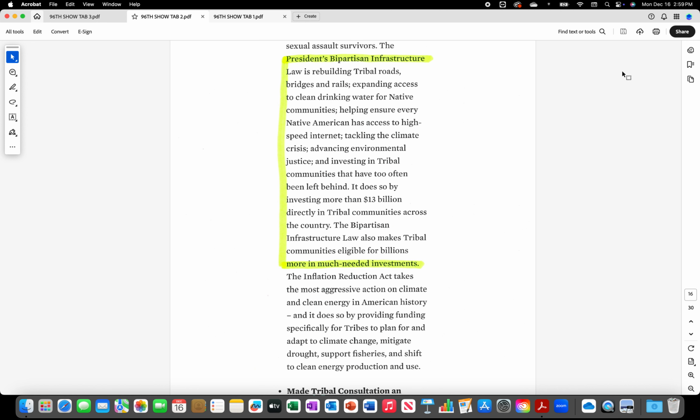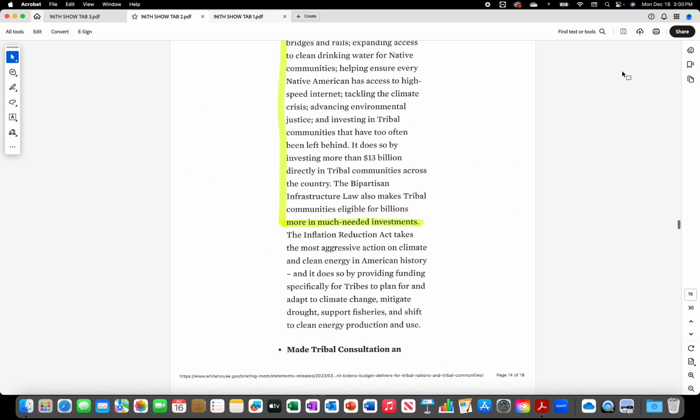President's bipartisan infrastructure laws rebuilding tribal roads, bridges, and rails, expanding access to clean drinking water for Native communities, helping ensure every Native American has access to high-speed internet, tackling the climate crisis, advancing environmental justice, and investing in tribal communities that have too often been left behind. It does so by investing more than $13 billion directly in tribal communities across the country. The bipartisan infrastructure law also makes tribal communities eligible for billions more in much-needed investments.